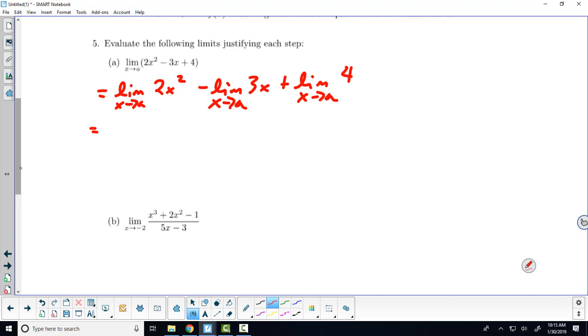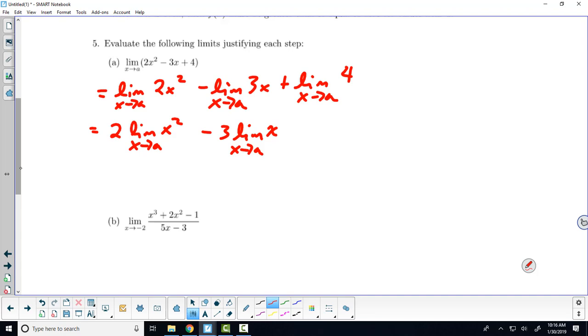I'm not sure who said that. Oh, thank you, Angel. Yeah, we say that constants factor out of limits. Okay? So what can we do here? We can rewrite this as 2 times the limit as x approaches a of x squared minus, let's keep going with that idea, 3 times the limit as x approaches a of x.